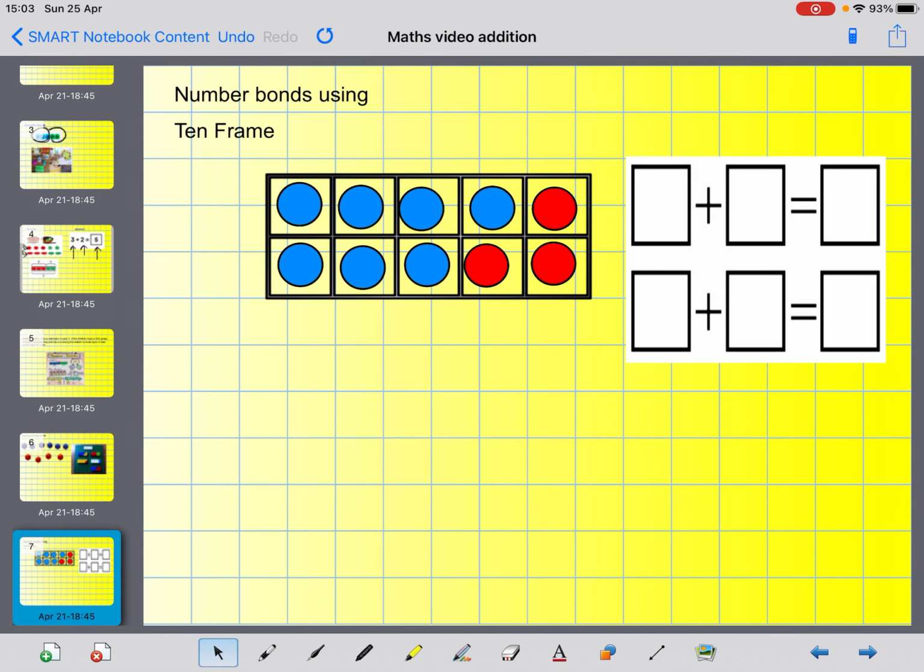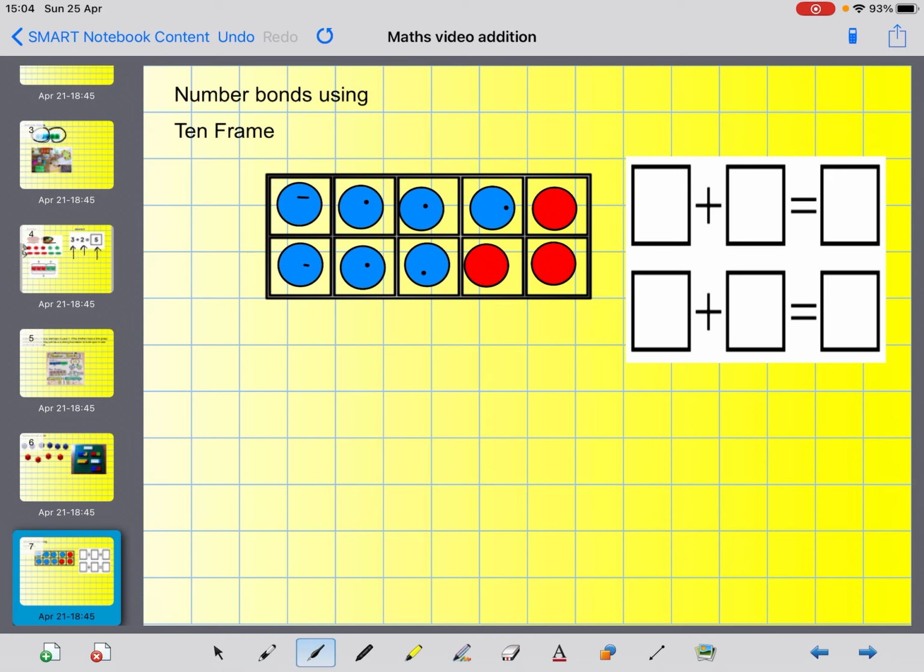So we look at this one. Then when we secure using the objects, we also can use another strategy called 10 frame. You can see there it's a 10 frame, and inside the 10 frame there are some blue counters and yellow counters. And you can see there are 7 blue counters. How do I know? Because I can count every single one, and I can see 3 extra to fill my 10 frame.